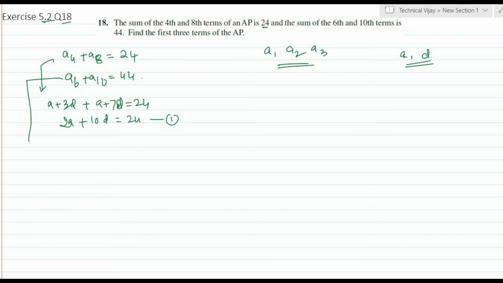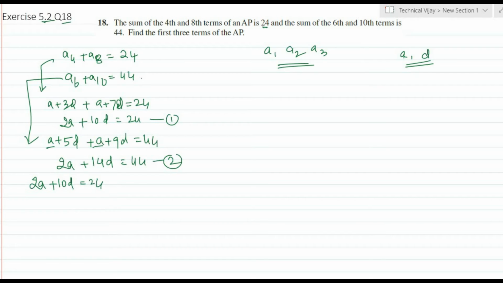Okay. So second one, here A6 means A plus 5D plus A plus 9D is equal to 44. So here A plus A means 2A, plus 5 plus 9 means 14D is equal to 44. This is the second equation. So solve these 2 equations, that is 2A plus 10D is equal to 24 and 2A plus 14D is equal to 44. So these 2 equations can be solved by the elimination method.